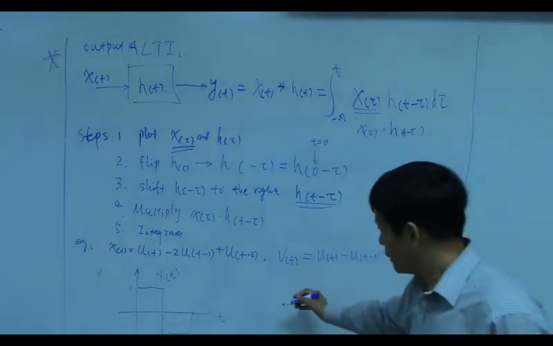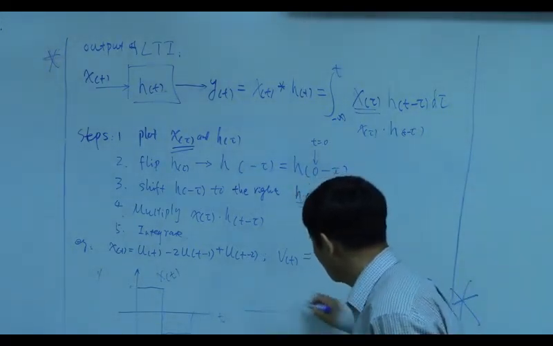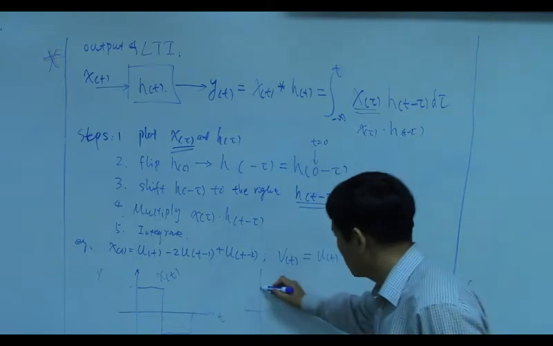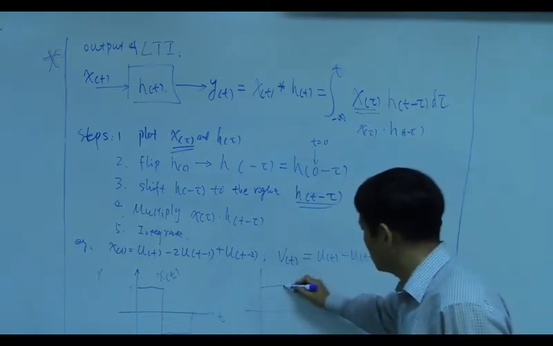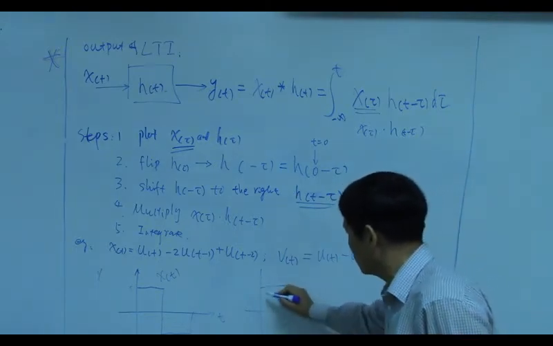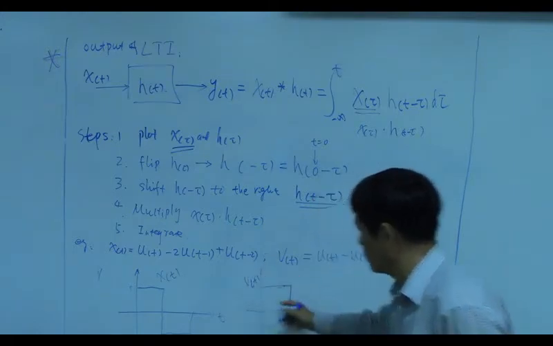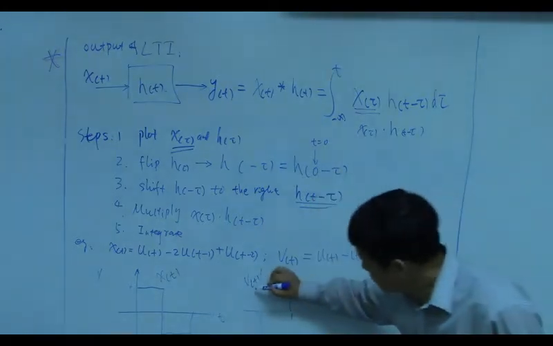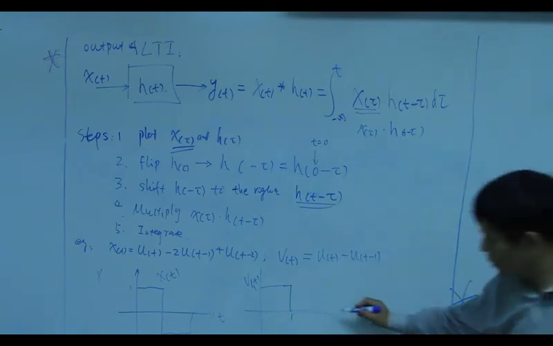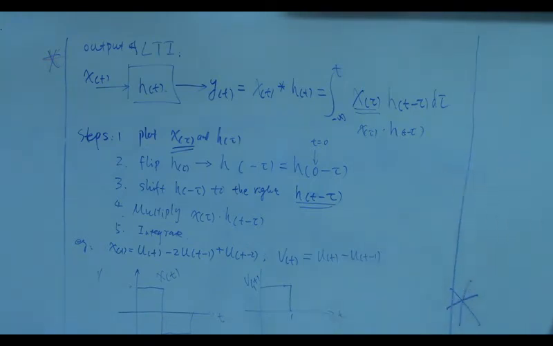So what is the v(t)? v(t) is the same thing here. So u(t), like this, and minus u(t minus 1). So this is 1. So this is v(t). And this amplitude equals 1 here. So this is t. Questions?